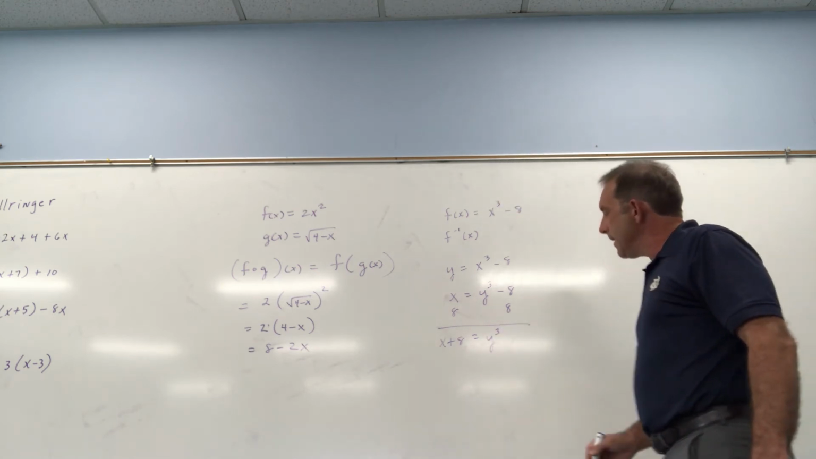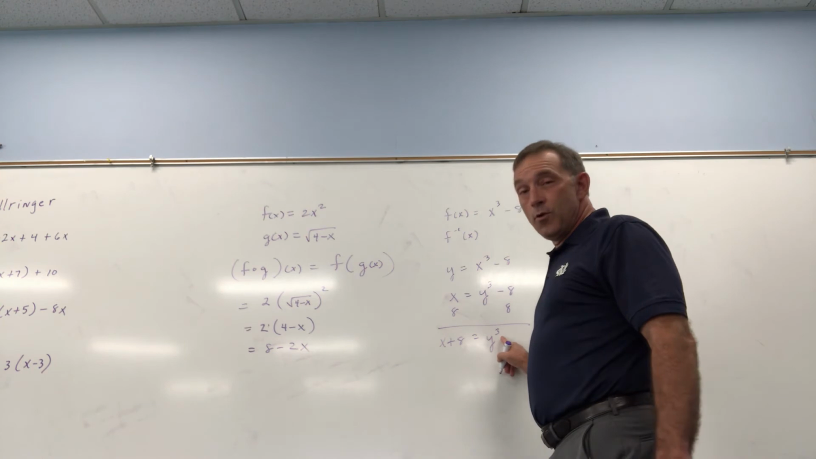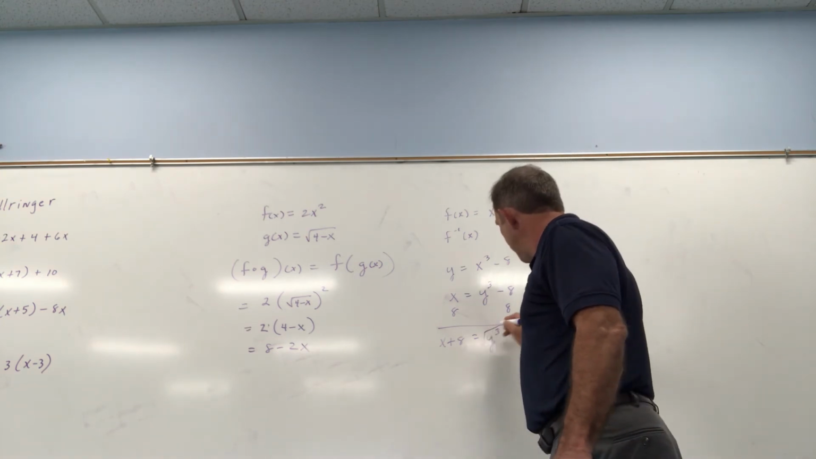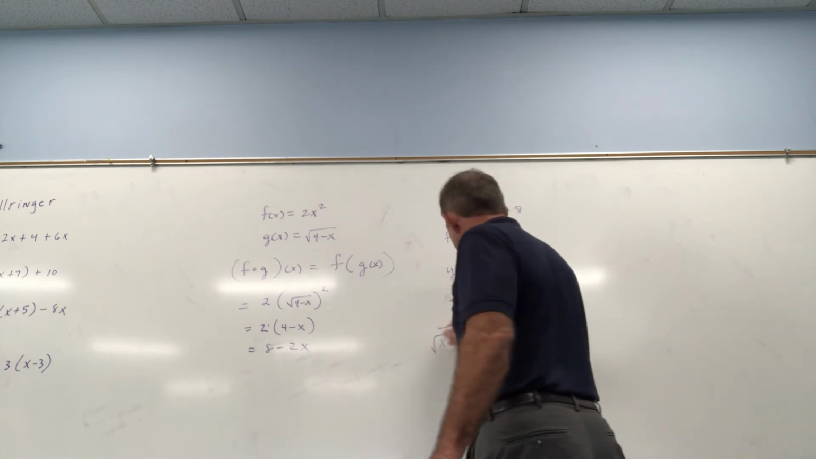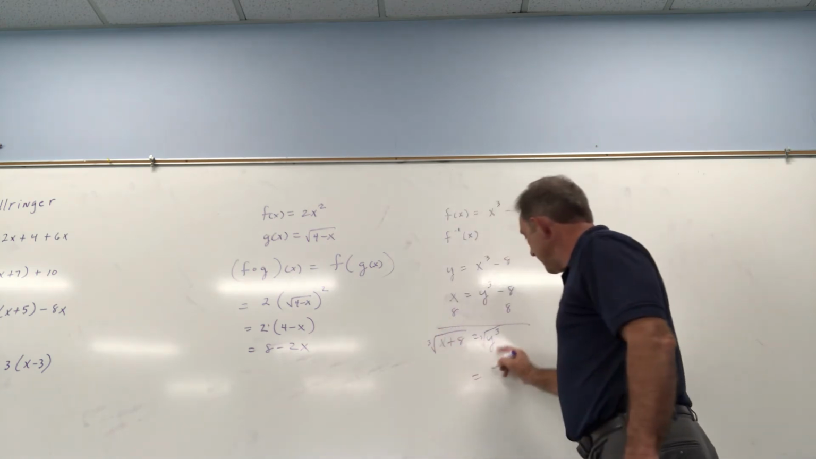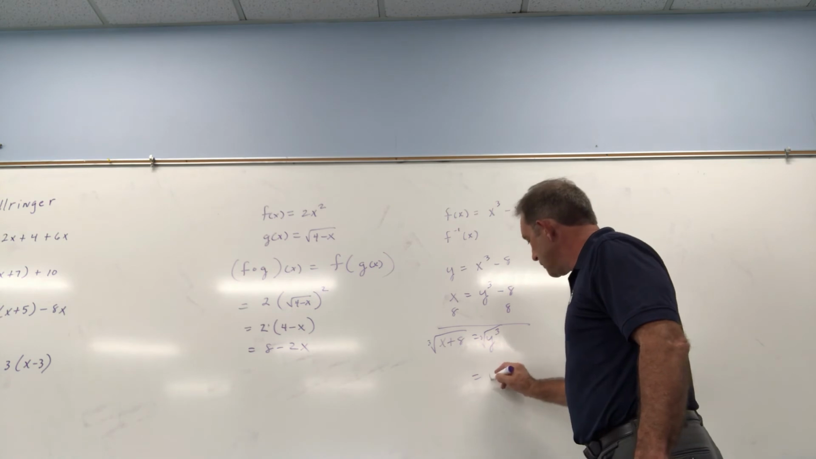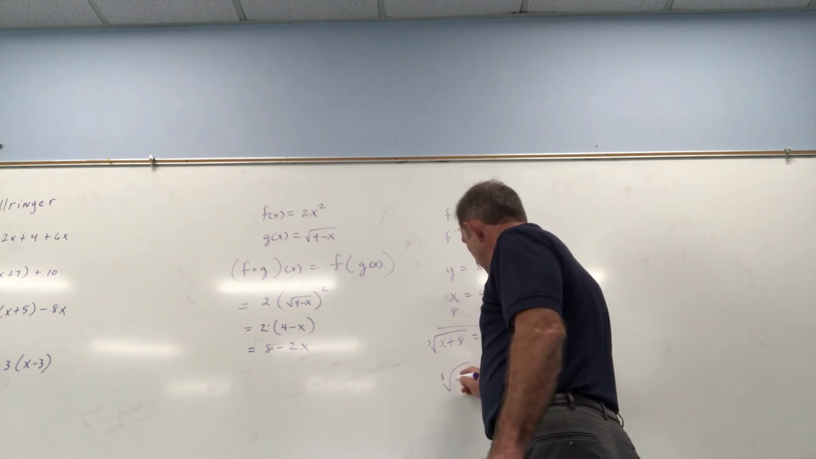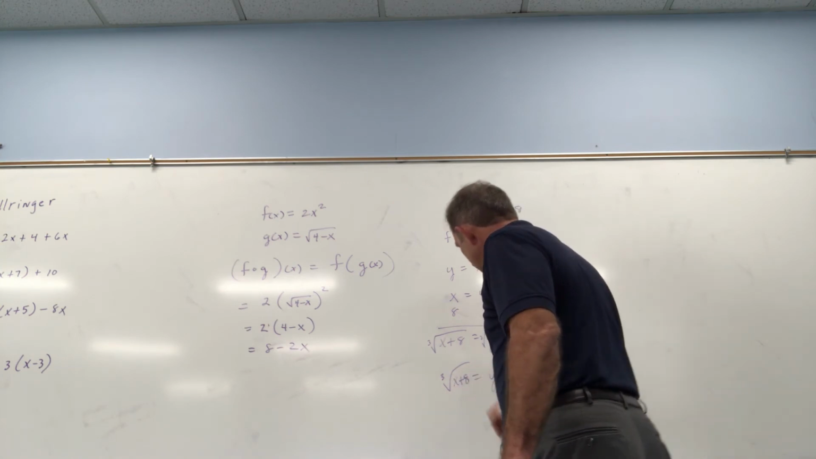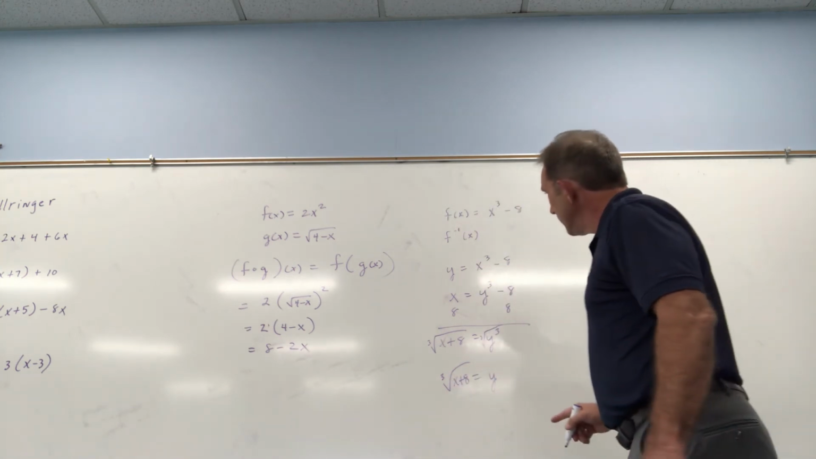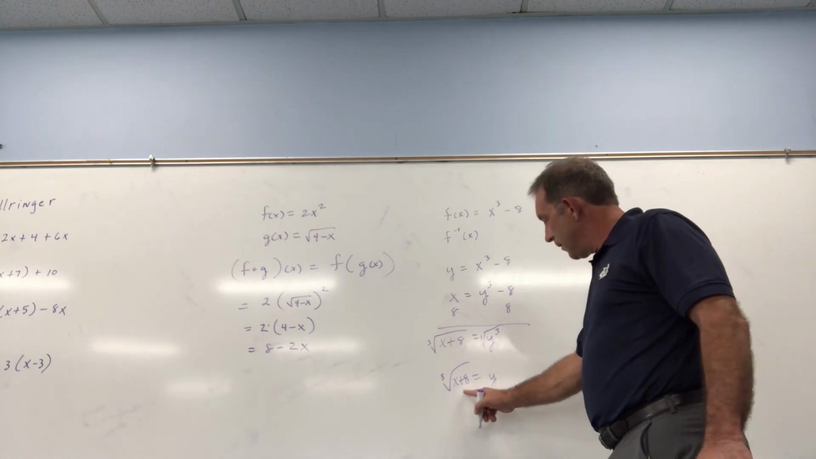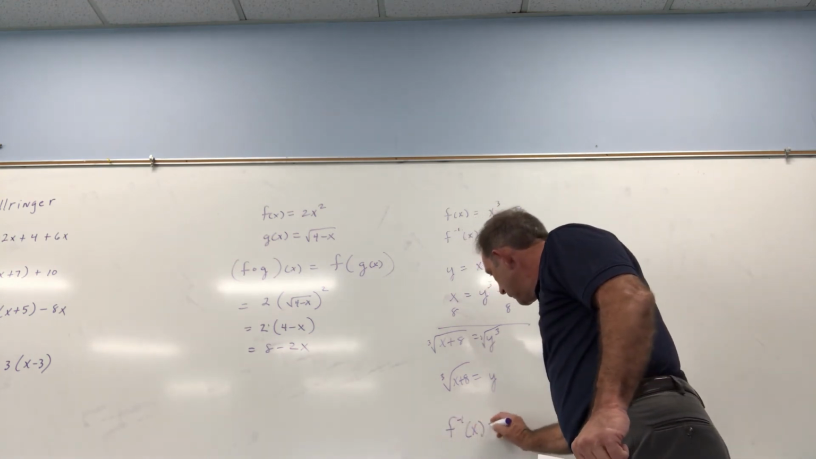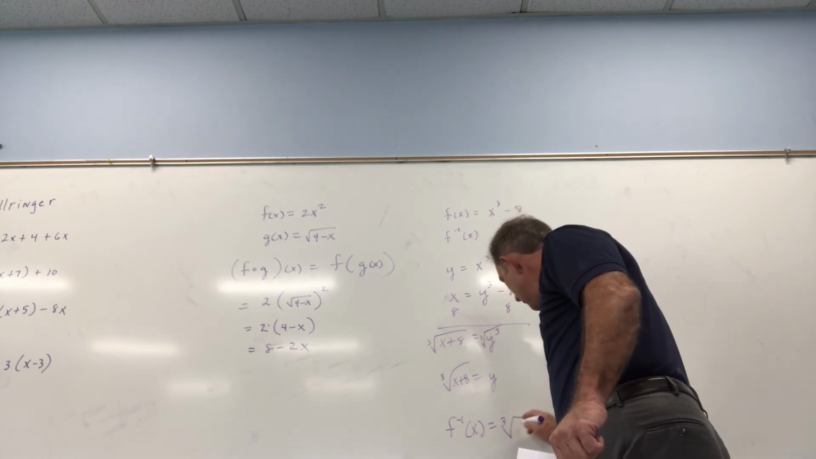And then take the cube root of both sides. And on the right-hand side, the cube root of y cubed would just be y. And over here we have the cube root of x plus 8. And so this is our inverse function. So f inverse of x would be the cube root of x plus 8.